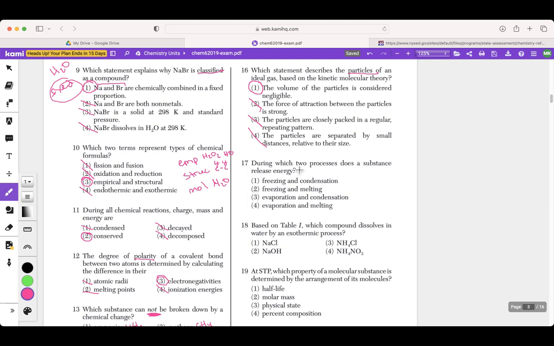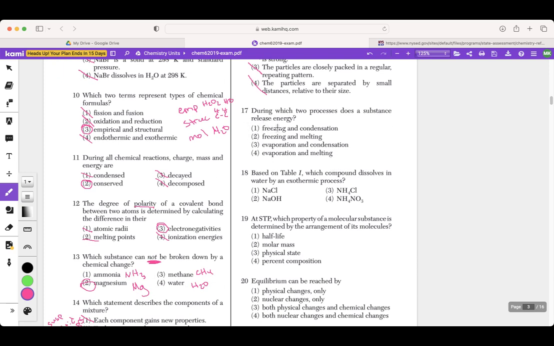All right, so for question 17, during which two processes does a substance release energy? So let's go through each of these. Freezing and condensation. So for freezing, I do need to release energy because I need to be colder. I need to release that heat. Condensation, the same thing. I'm turning from steam into liquid. I need to release that heat. So we know it's choice 1. Freezing, yes, I'm losing energy, but melting, I need to gain energy to melt. 3, evaporation, I also need to gain energy. 4, evaporation, I need to gain energy. So that eliminates 2, 3, and 4 and left with choice 1.